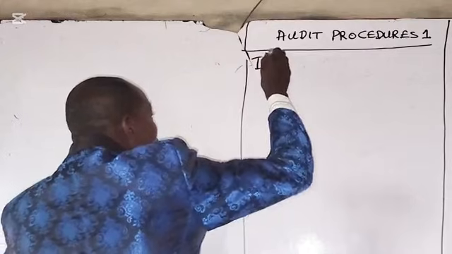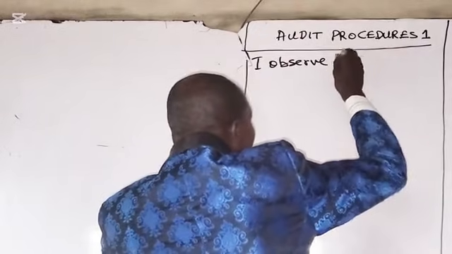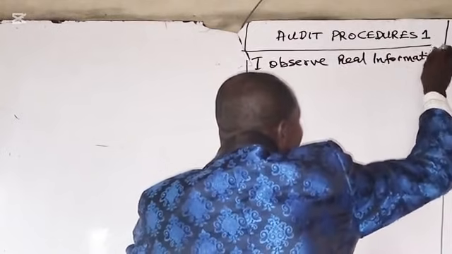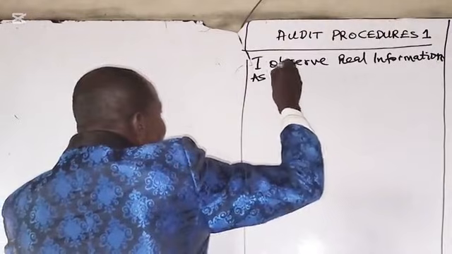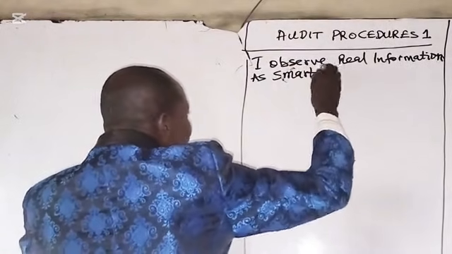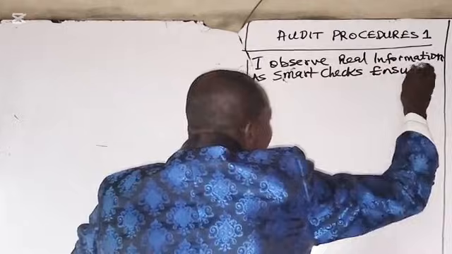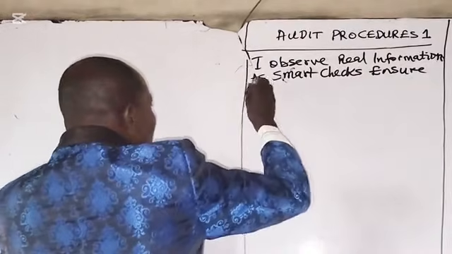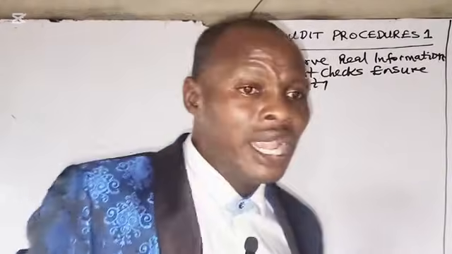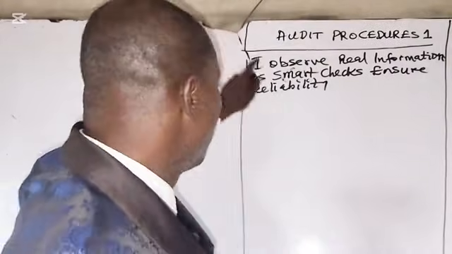I. Observe. Real. Information. As smart. Checks. Ensures. Reliability. I observe real information as smart checks ensure reliability.